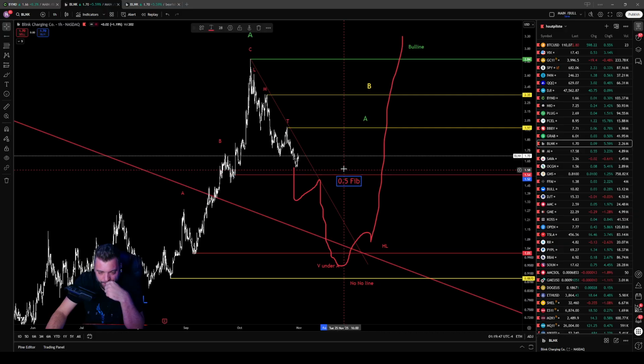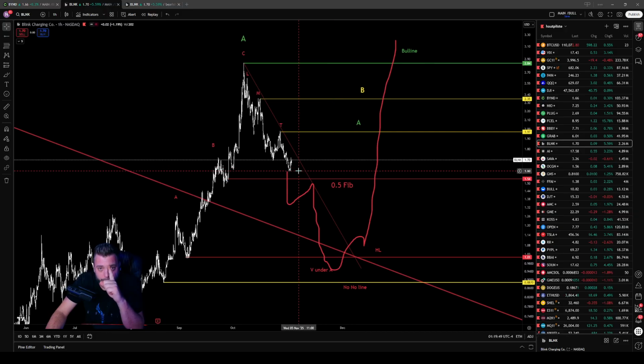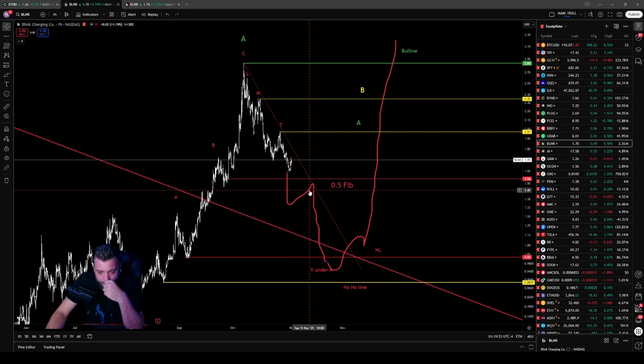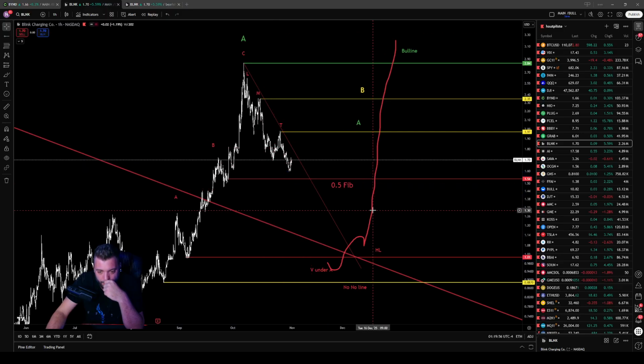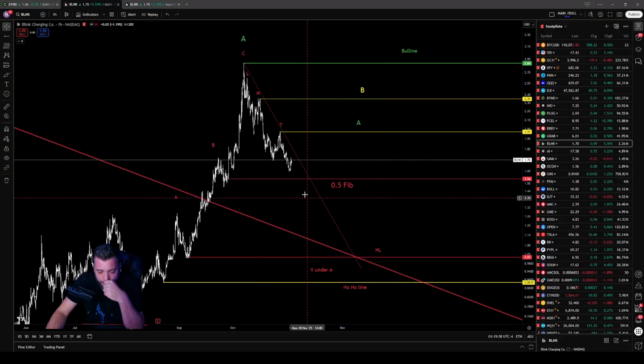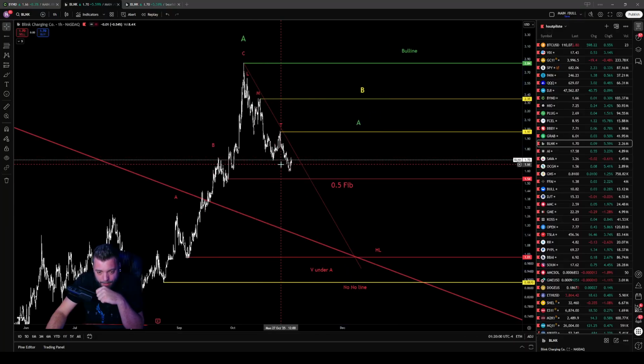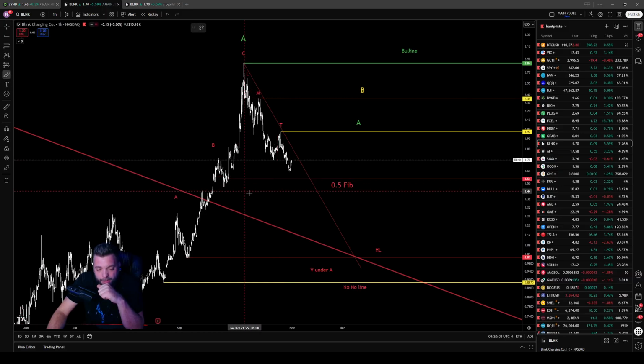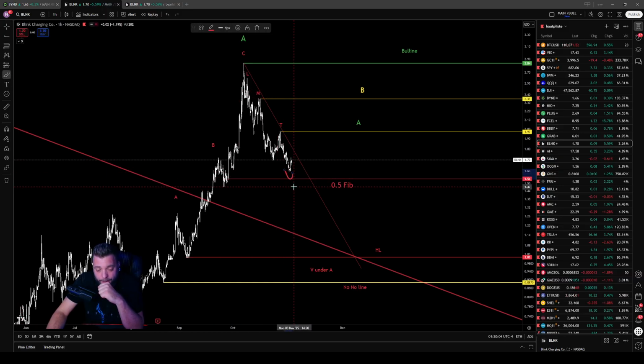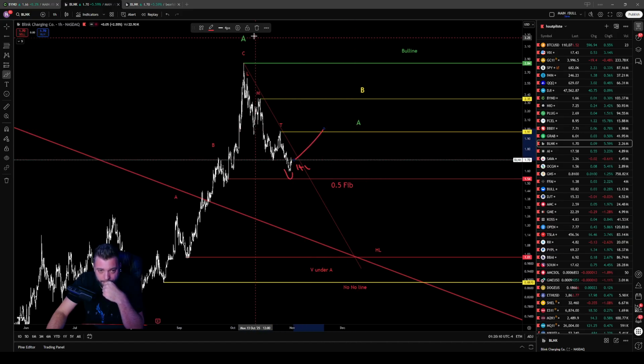Here's our fib. The bullish version is, we already did a lower low from our T. What I mean, this is lower than this. So this could already be a V. We are near the fib. We are making a higher low right now. And the next target is A.